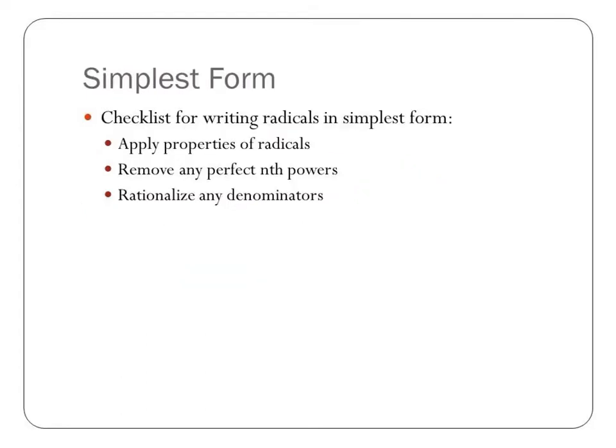Okay, so just a little checklist so that if the directions say to simplify, you know when you're done. You need to apply properties of radicals. You need to remove any perfect powers, and that's part of simplifying, like the square root of 24 we did earlier. There's that perfect power of 4 in there, so removing those, and rationalizing the denominators. Remember we talked about that back in chapter 5.